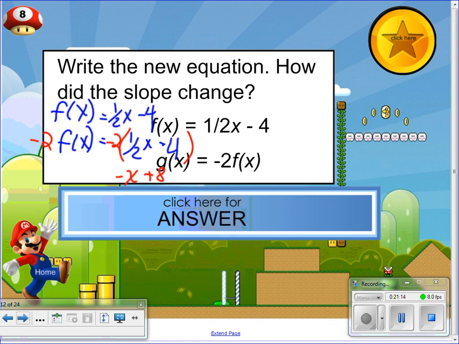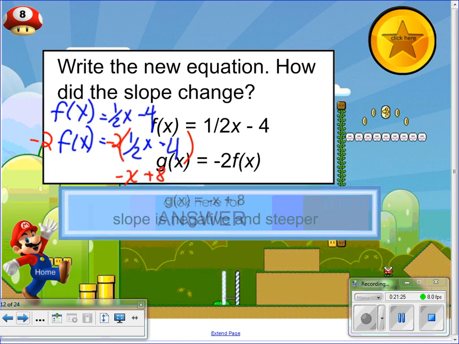We also see that your y-intercept changed. Your y-intercept went from being negative 4 to positive 8, so it moved up quite a bit. So here we see the slope is negative and it got steeper. Keep that in mind as you're going through.